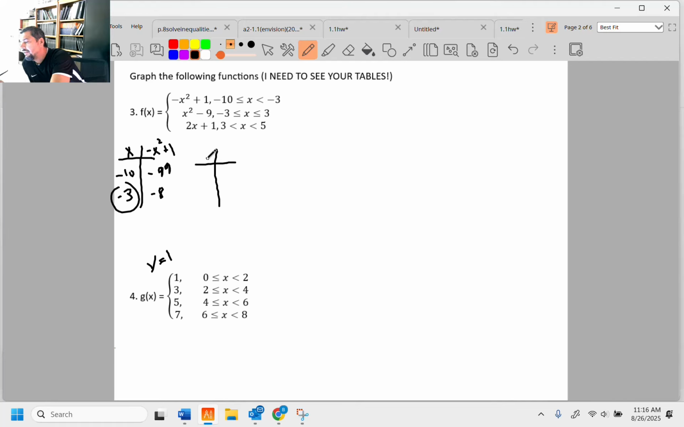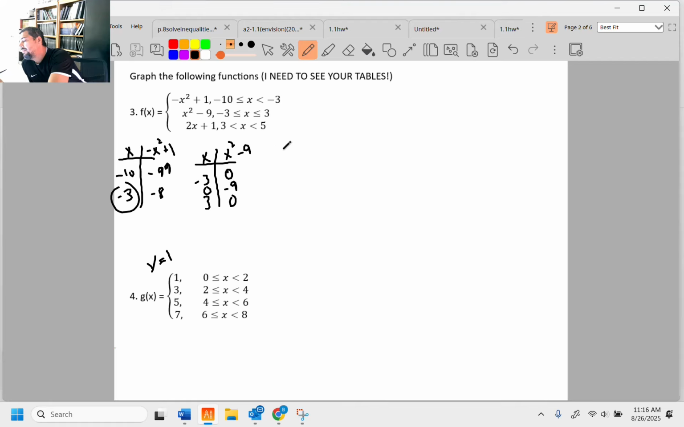Let's see, the next guy, we can feed it both a -3 and a 3. And it's x squared minus 9. We also need to do a 0. Remember I told you on the parabolas, do your zeros? If you feed it a -3, you'd have 9 minus 9, which is 0. If you feed it a +3, you'd have 9 minus 9, which is 0. If you feed it a 0, you'd have -9.